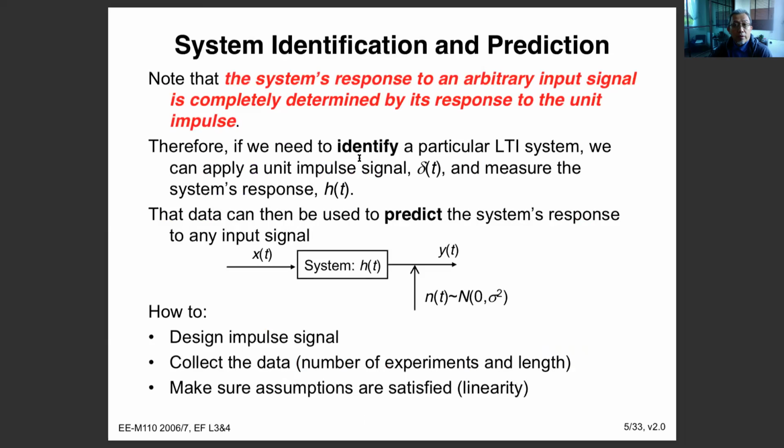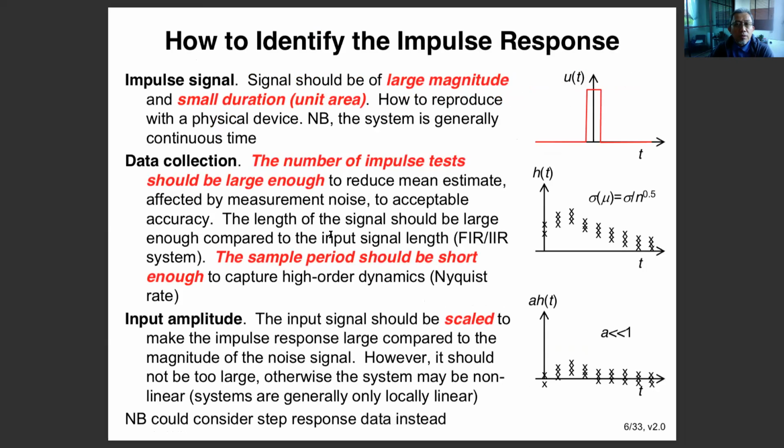So note that the system response to an arbitrary input signal is completely determined by its response to the unit impulse. That's why we need to identify a particular linear time invariant system before we can apply unit impulse signals. Not all systems can accept impulse signals. So how to design impulse signals, how to collect the data, and how to make sure the assumptions are satisfied, or linear. So we have some characteristics here.